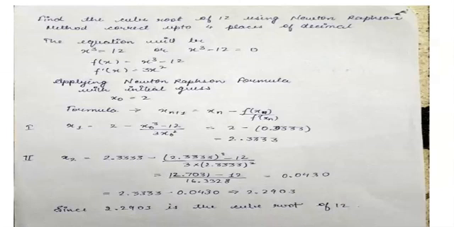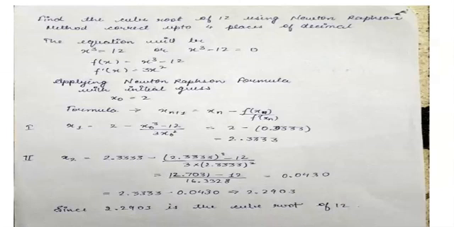For the first iteration, x1 is equal to 2 minus (x0 cube minus 12) upon 3x0 square. So the value of x0 is 2. So we will put the value of x0 as 2 and calculate the values as 2 minus 0.3333, which will be equal to 2.3333. For the second iteration, the value of x1 will be put in the second iteration.